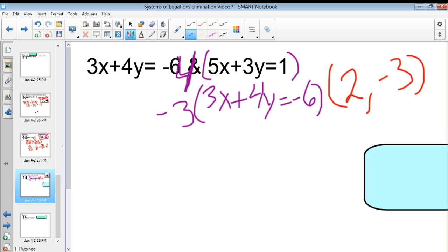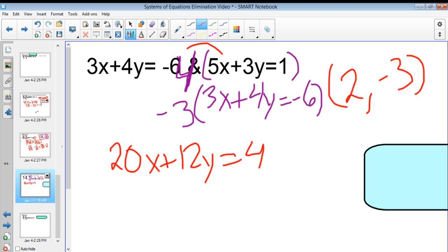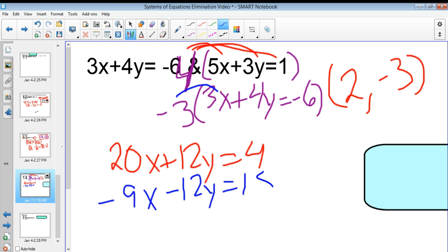And it doesn't matter, that could be a negative 4 and this a positive 3, but you have to have one positive and one negative because they have the same signs, and we need them to have opposite signs in order for us to eliminate them. So that's going to give me 20x plus 12y equals 4. And that's just me distributing the 4 into that top equation. The bottom one gives me 9x minus 12y is equal to 18.